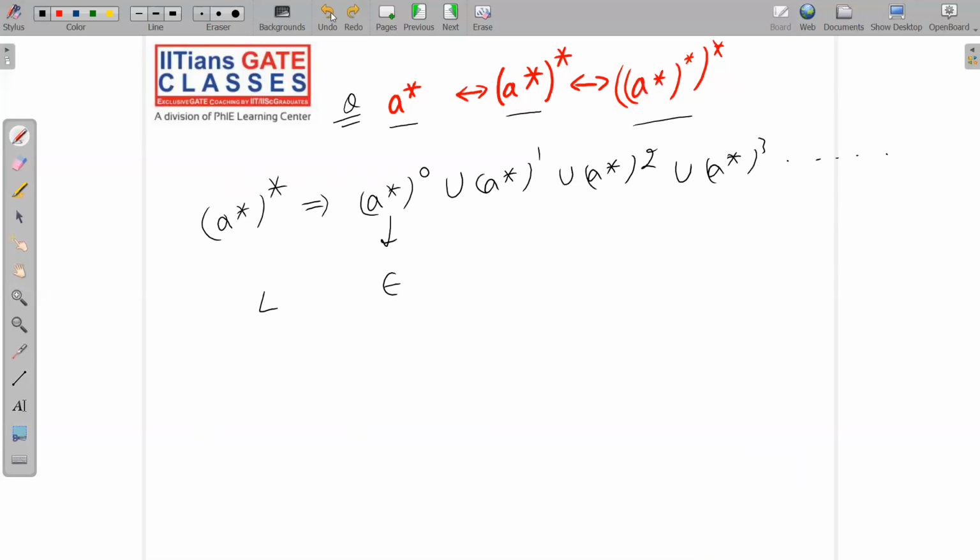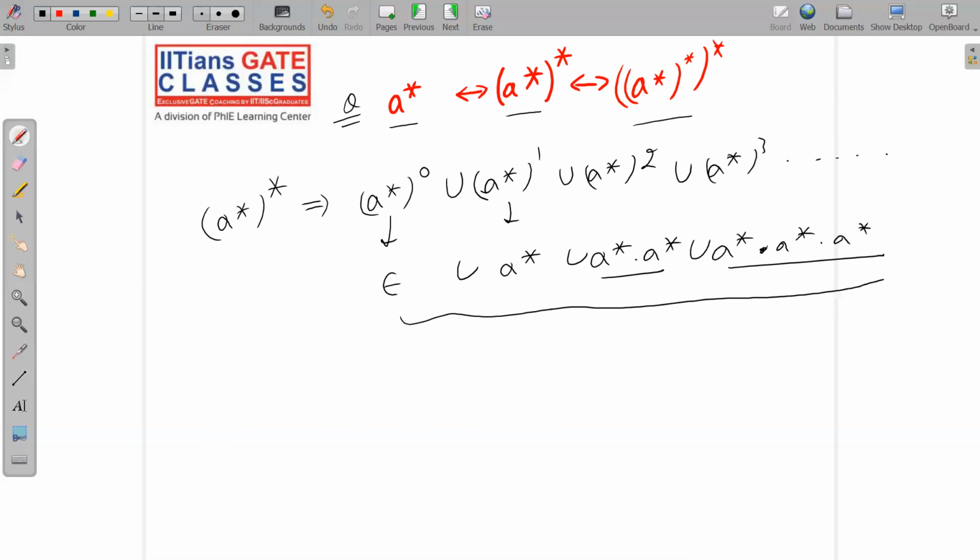Okay, so let me write it properly first, then I will say language and so on. Please do not get confused, my writing is not so good. So this is a star. Now a star power 1 will be what? A star. Now a star power 2 will be what? A star dot a star. A star power 3 will be what? A star dot a star dot a star. Okay, so union of all these things. You already know that a star dot a star is a star only, a star dot a star dot a star is a star only, and so on. So everything is a star only. So what exactly you are getting? You can apply union with a star, a star, a star, and so on.